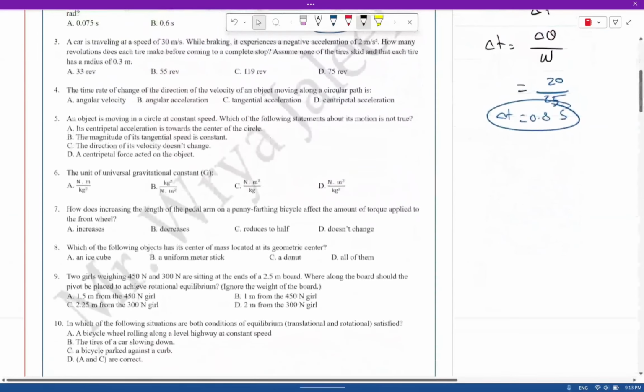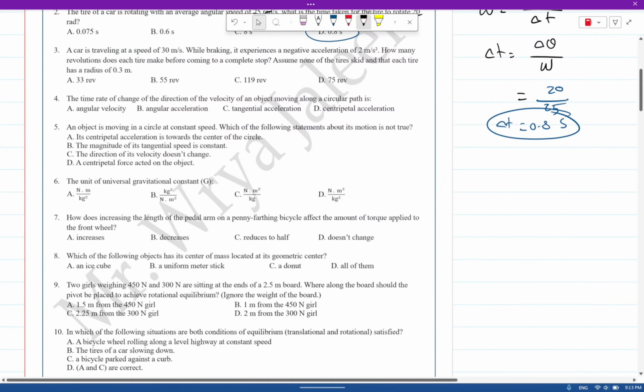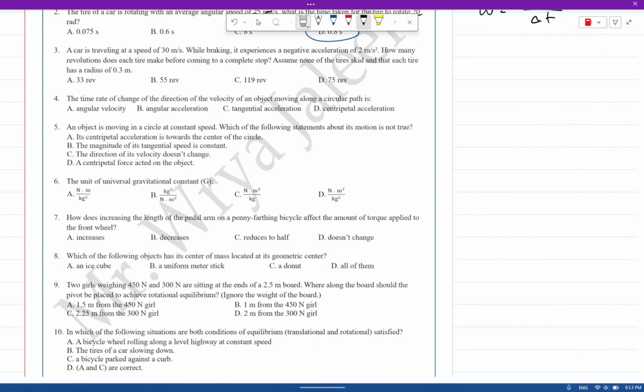All right, moving to the next question. That's the third question now. It says, a car is traveling at a speed of 30 meters per second. So this is tangential, that is initial, of course. Let's just call it V initial. That is 30 meters per second. While braking, it experiences a negative acceleration. So acceleration is negative 2 meters per second squared.